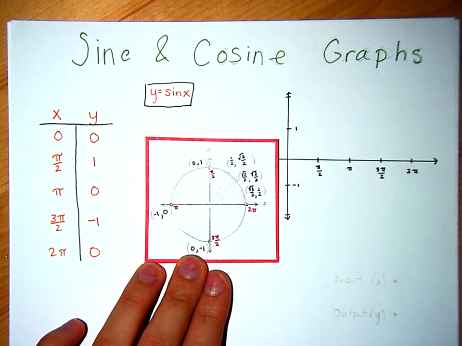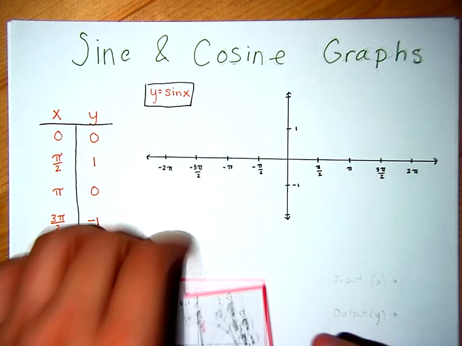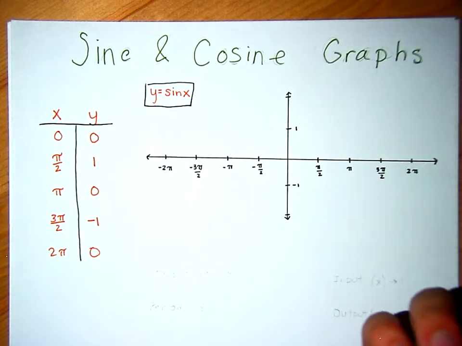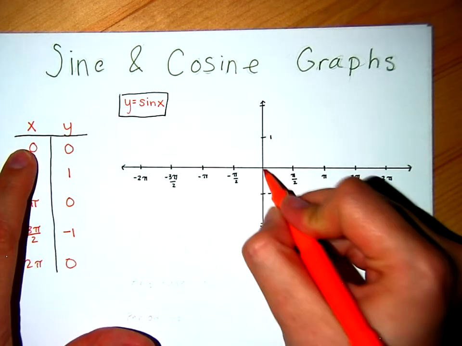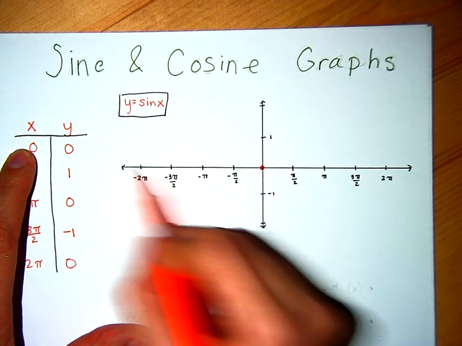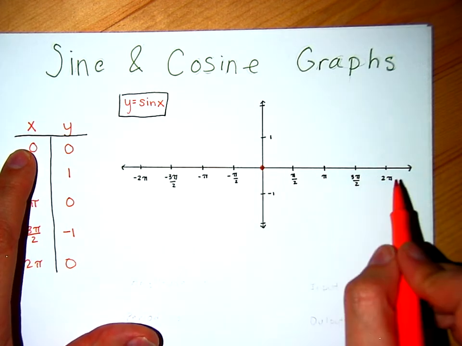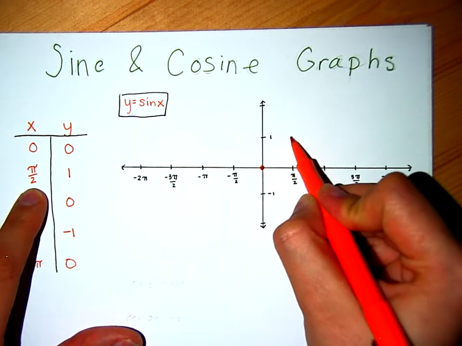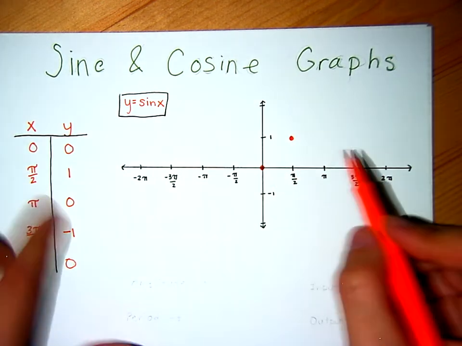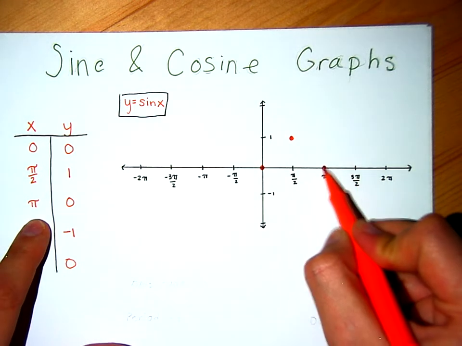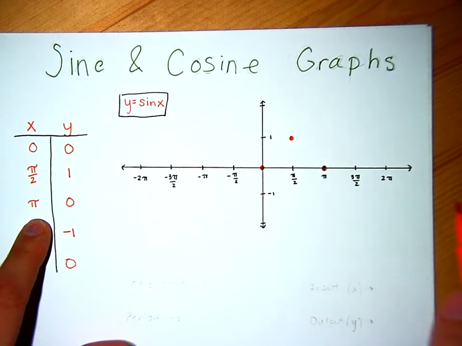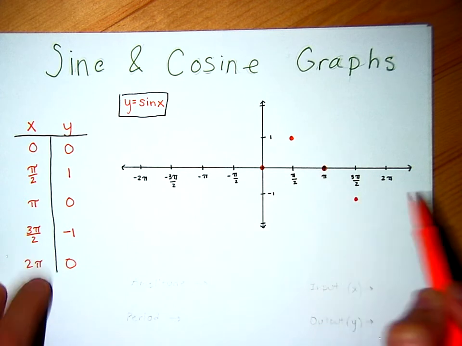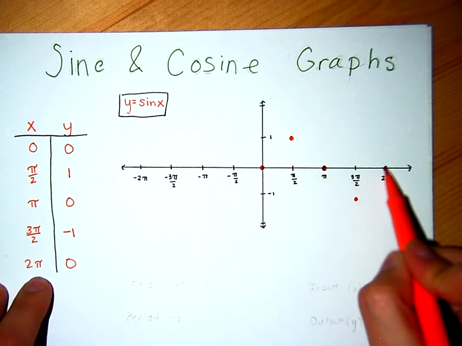Okay, so for our graph now, we are going to plot these points and see the shape that is created. So I'm going to start with 0, 0. And don't forget, our x values are angle measures. So our next one's pi over 2. So I'm going to go over pi over 2, up positive 1. Then I have over pi up 0. So we're back down to the x-axis. 3 pi over 2, negative 1. So now we're coming down here. And then over 2 pi, up or down 0.